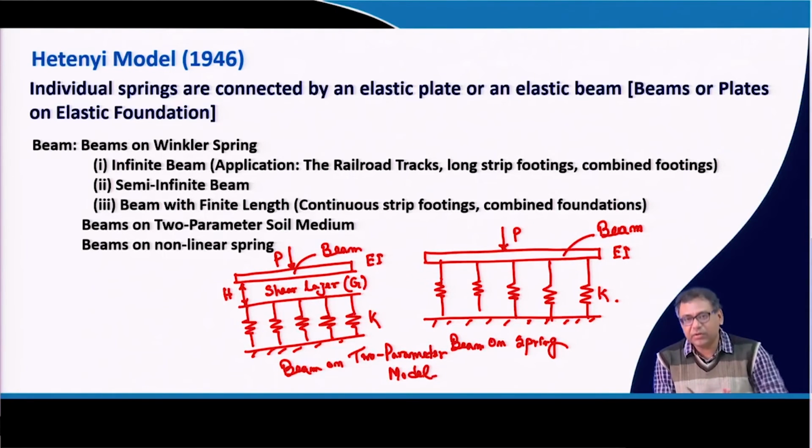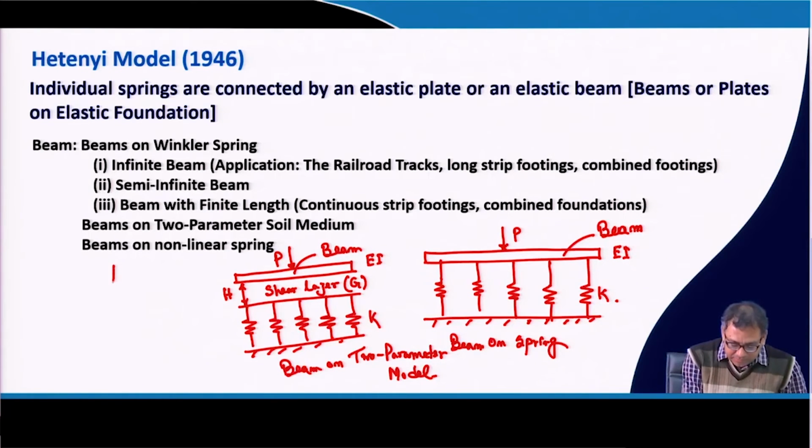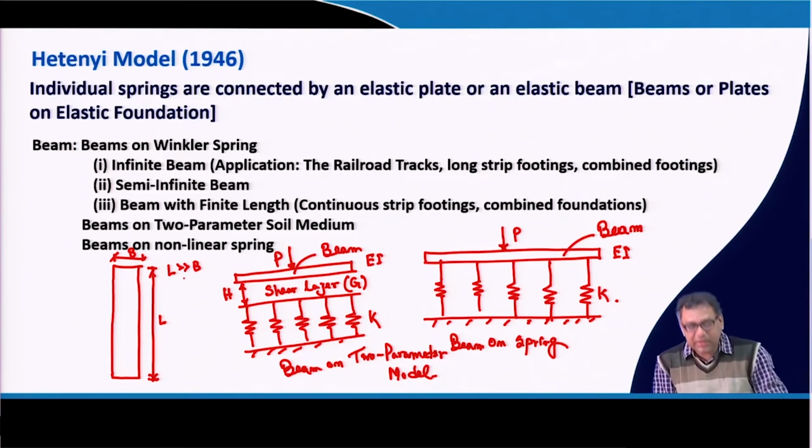Okay. So, I will discuss both the cases, and now this beam can be infinite, it can be semi-infinite, it can be finite also. Okay. So, when the application area, an infinite beam can be applied to railroad tracks, long strip footing and combined footing. For example, the rail track can be idealized by an infinite beam. Suppose you have a long strip footing, that means this is the footing where this is the B, I am drawing the plan, and this is the L. Okay, and your L is much larger than B. Then you can idealize this footing as an infinite plate.